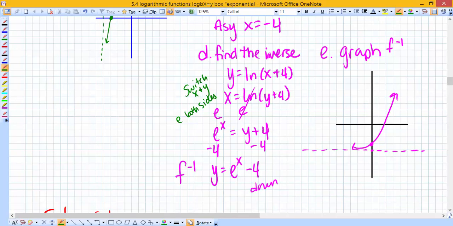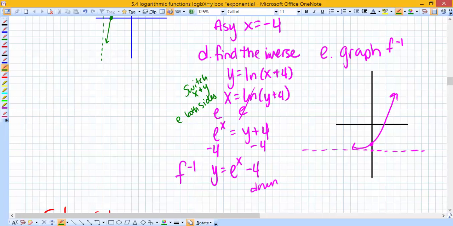So here's my original function. Inverse means switching x and y. So once I have x and y switched, I need to get y by itself. To get rid of ln, you have to e both sides. So the ln and the e cancel, and I'm left with e to the x. e is exponential. It's e to the something. And x is that something, then I subtract 4. So there's my exponential function.